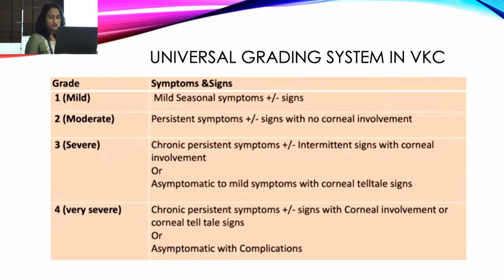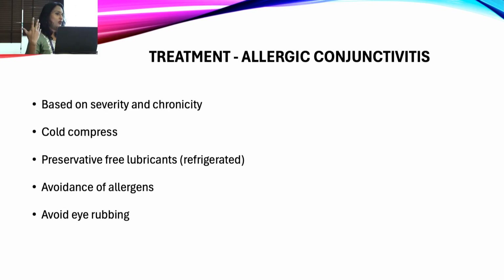This is a grading system. We just need to know when to refer them to an allergy specialist. We will treat the eye part, but they will not get better unless we start the systemic therapy also. That is what we need to know in allergic conjunctivitis. So treatment is basically based on severity and chronicity. We tell them cold compresses and preservative-free lubricants which can be refrigerated, because they can apply these cold refrigerated lubricants whenever they feel the need to, so that they can avoid eye rubbing.